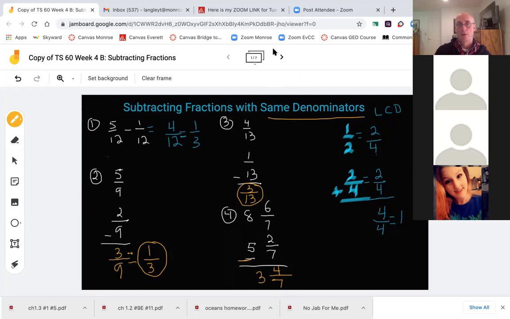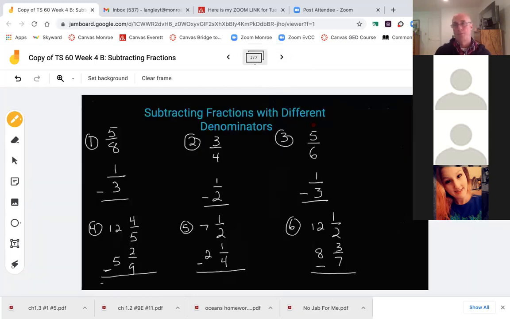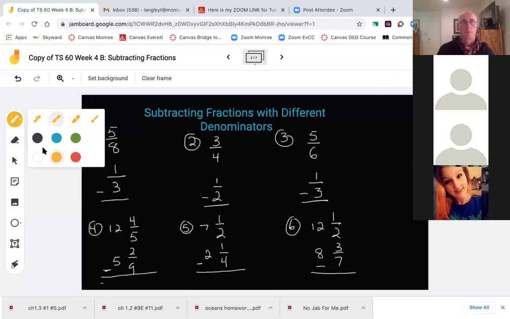And all right, so let's take a look at another example. If I can get this thing out of the way here. All right, subtracting fractions with different denominators. Okay, so go ahead and take a minute or two just to relax and copy this all down. All right. Hopefully I'm not rushing you too much here.